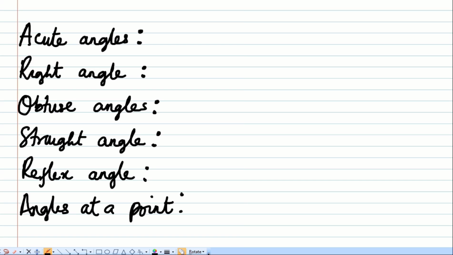Okay, let's discuss angles today. Today, we're going to learn the various types of angles, and also learn how to identify these angles. So the first one there is acute angles.